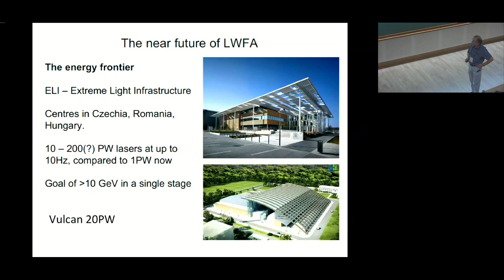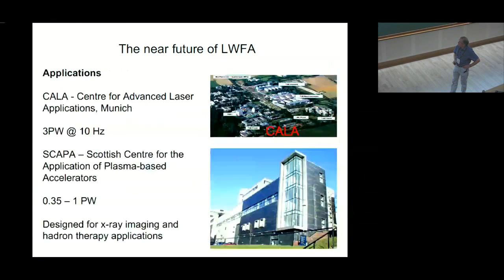At the moment, they've got petawatt class lasers, and they've got up to, say, 10 hertz or even higher. And the goal is to produce 10 GeV in a single stage. Vulcan 20 petawatt, which is being put forward at the moment, is capable of going up to multiples of 10 GeV in a single hit. It's debatable whether or not that will be a high rep rate system, but with Vulcan at the moment, it's a single shot system, not giving you beams, but it would be a proof of principle for a very high rep rate system.